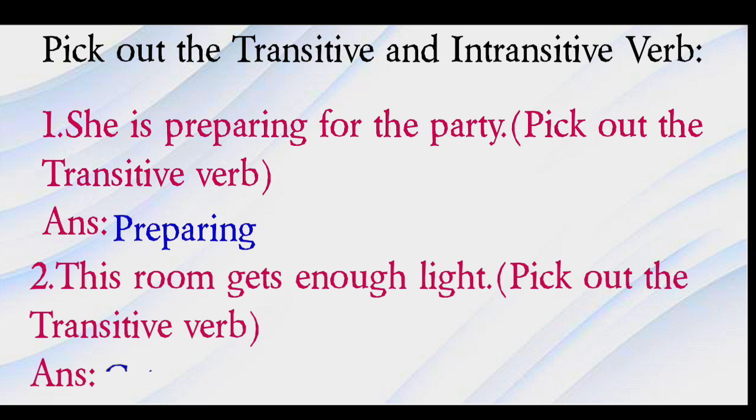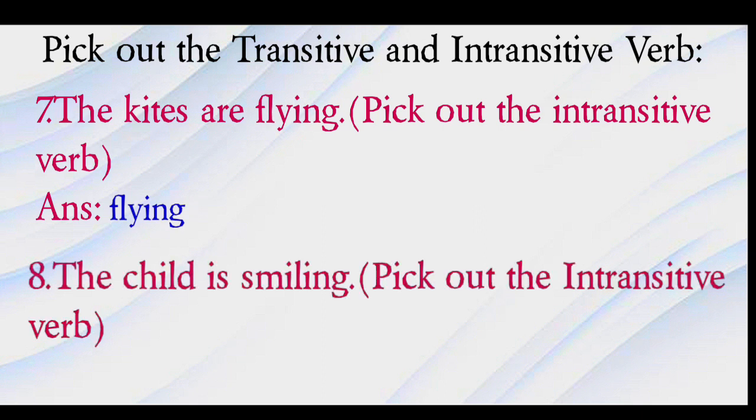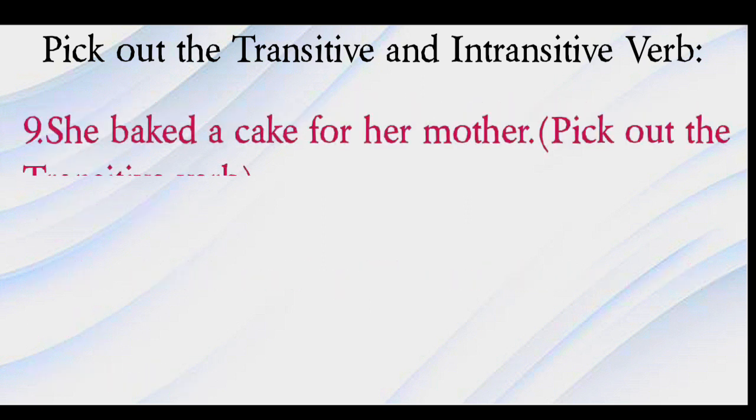The answer is gets. The kites are flying. Pick out the intransitive verb in the sentence. The answer is flying. The child is smiling. Pick out the intransitive verb in the sentence. The answer is smiling. She baked a cake for her mother. Pick out the transitive verb.